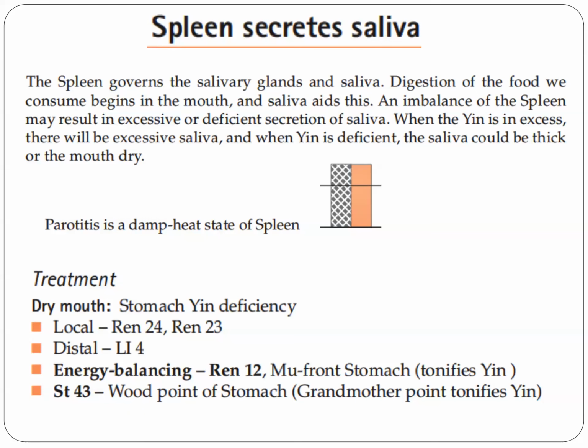This is the tower diagram. Parotitis is a damp heat state of the spleen. The treatment for dry mouth or stomach deficiency: locally, use REN 24 and REN 23. For the distal point, use LI4. Energy balancing, REN 12, the move front of the stomach, which tonifies the yin. Stomach 43 is the wood point of the stomach. It is the grandmother point, which tonifies the yin.